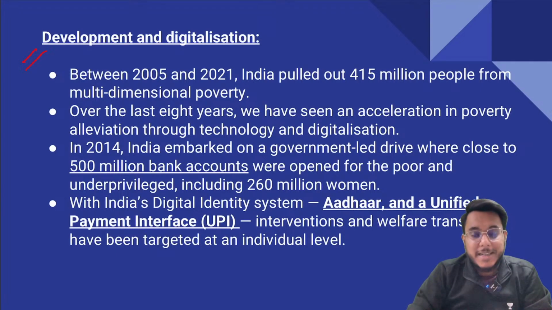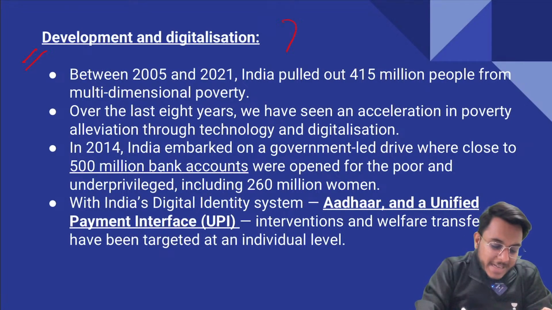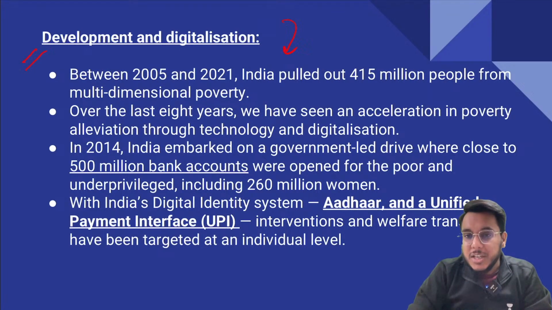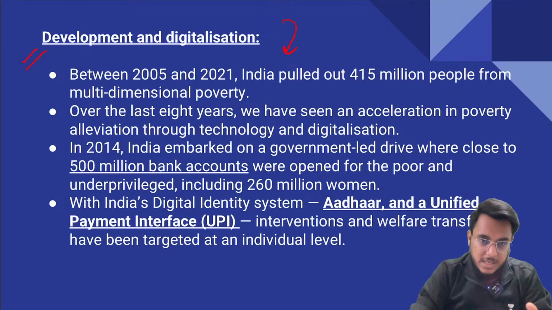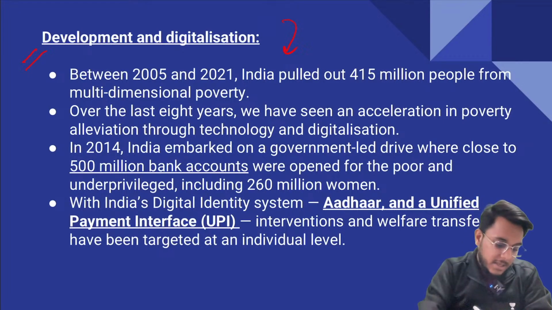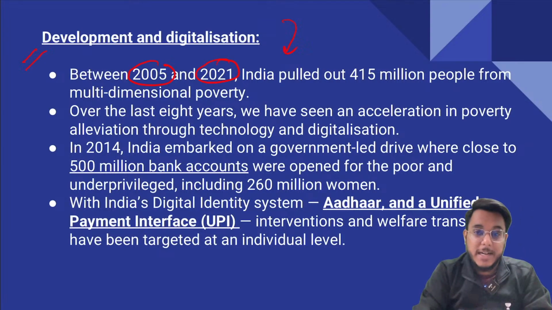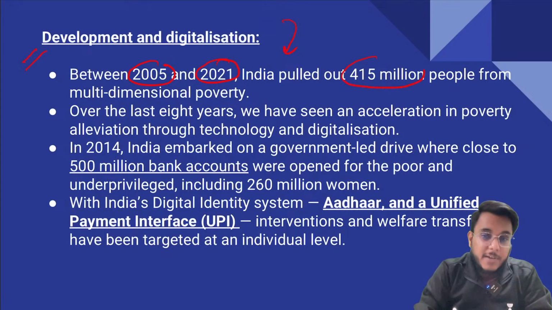As we talk about development and digitalization, understand this: by the digital tools and digital innovations that India brought, a large number of fruits of development have been achieved in the last 6 to 7 years. Now we want to give you certain data. 2005 to 2021 has been very important because India pulled 415 million people out of multi-dimensional poverty. What do we mean by multi-dimensional poverty?